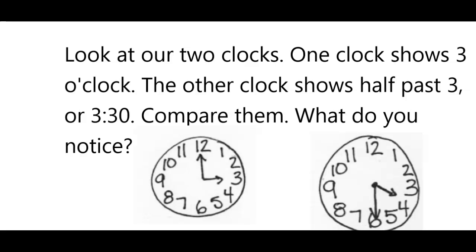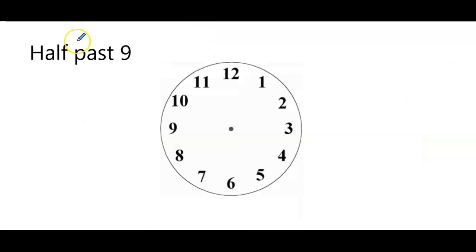Which one says 3 o'clock? Is it A or is it B? Which one says 3 o'clock? Yeah, A does. And what time does B say? 3:30. All right, so let me come back.